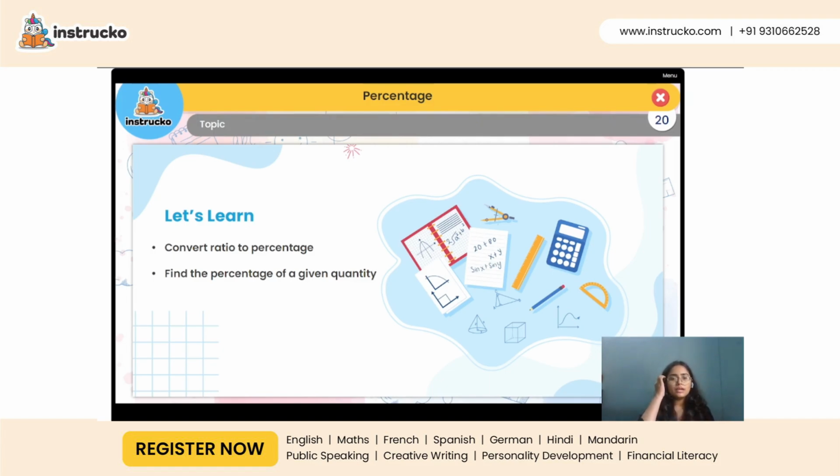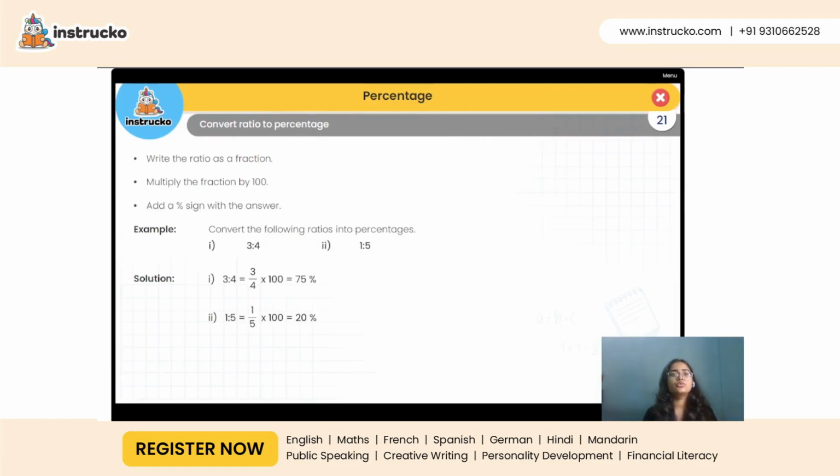Okay, so coming up next, we have a few other concepts. Let's learn how to convert ratios to percentages and also how to find the percentage of a given quantity. I hope you are ready to learn these concepts. Okay, so let's get going. Next, let's start with understanding how to convert a ratio to a percentage. Now, instead of two steps, we land up having three steps, but I'm sure they're very easy. Let's see what they are.